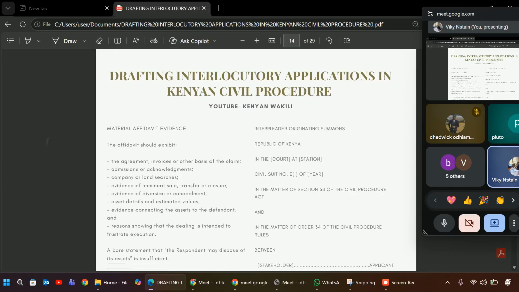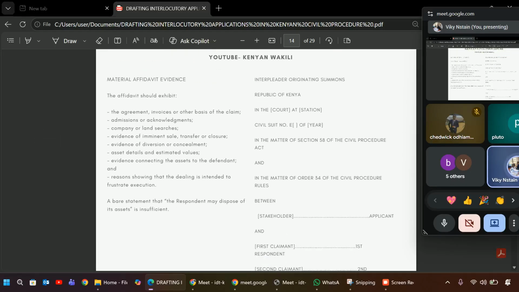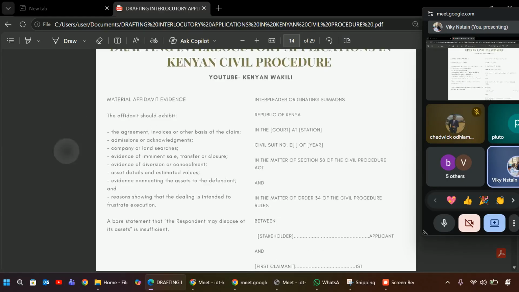Now, the material affidavit evidence, so the affidavit that you'll be attaching to this kind of application. Take note that I have drafted where you are approaching court using an originating summons and a chamber summons, even the parties and how you will capture them. In this one, I start with the right side, then go to the left side, because this appears to be the final document.